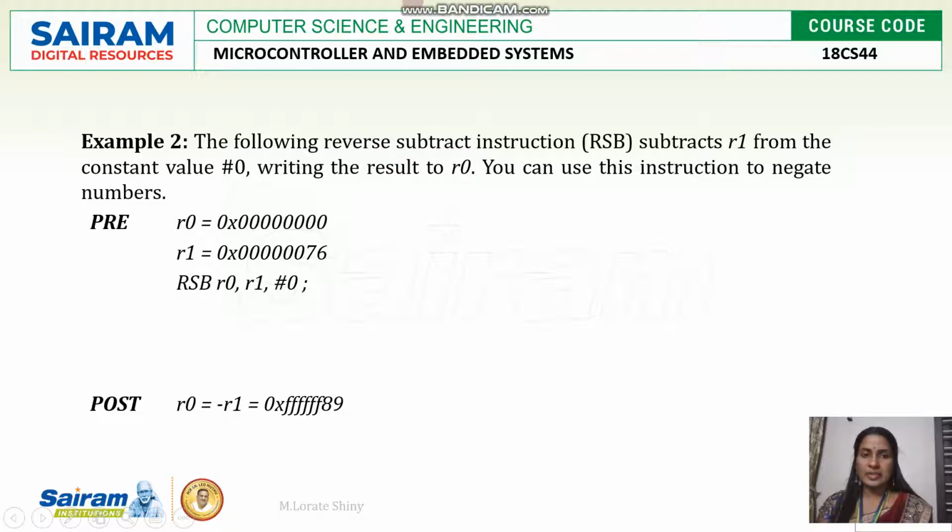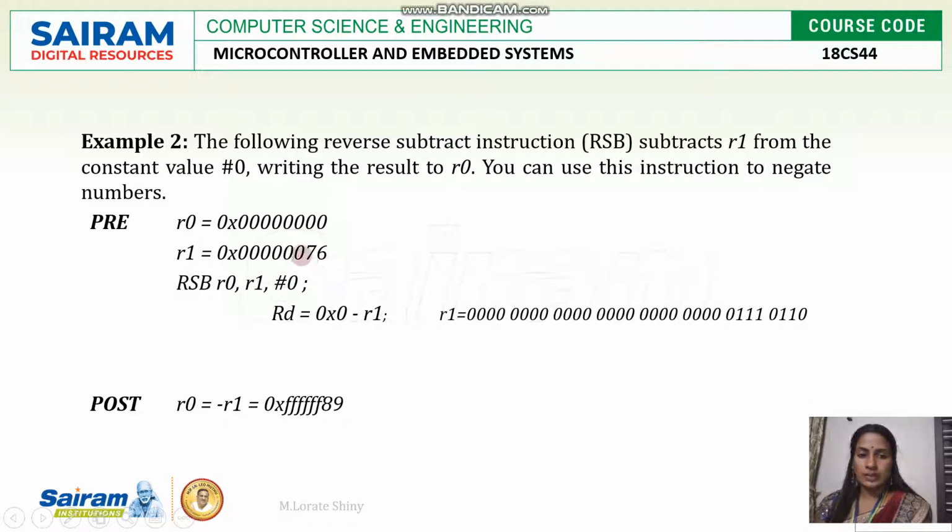The second example is written for RSB, reverse subtract. RSB R0, R1, 0. Here the operation is 0 minus R1. 0 minus R1 means we have to take the negative of R1. The value 00000076 is a hexadecimal value that is converted into binary. I am just taking minus R1, so 0 should be converted to 1 and 1 should be converted to 0. So this is F...89, and that will be saved in the R0 register. After the execution we can find this data in the R0 register.